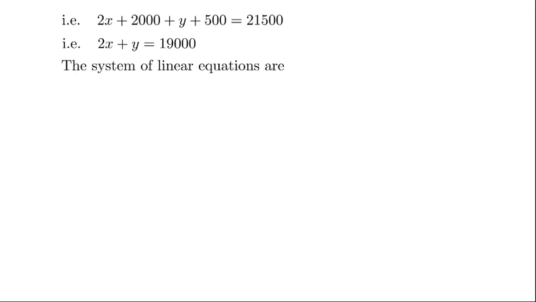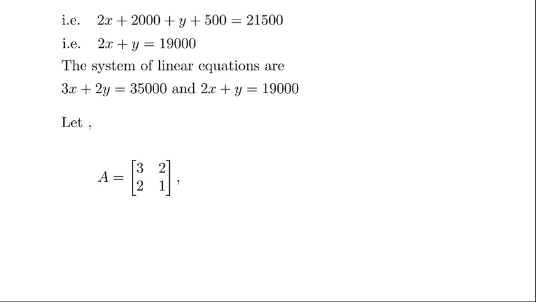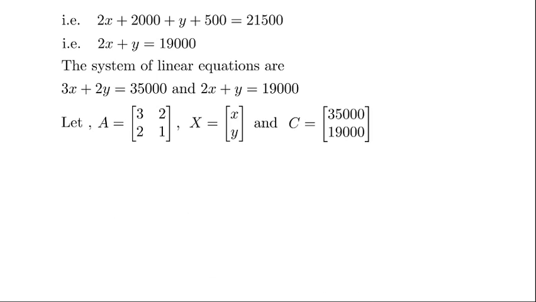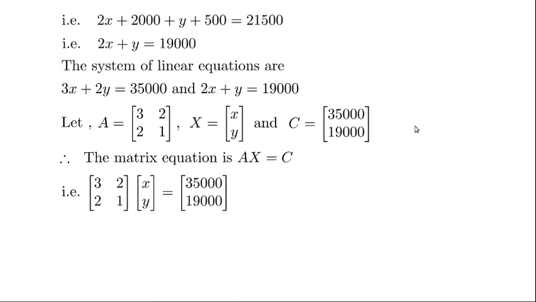The system of linear equations we have with us are 3x plus 2y equal to 35,000 and 2x plus y equal to 19,000. And now once again we convert these equations into the form of matrices. So first matrix A is the coefficient of the variables, variable matrix X and constant matrix C. And again we have the matrix equation AX equal to C, that is this 3 2 2 1 times x y equal to 35,000 19,000.